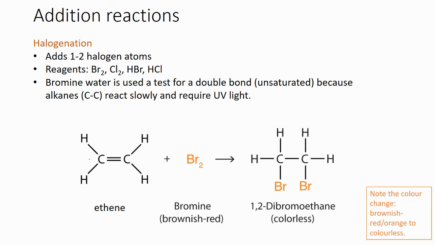It's used to test for unsaturated alkenes because the alkanes would only have a single bond, react slowly, and require UV light. So we use bromine, Br2. And bromine is a brownish red, sometimes we say orange color. And when it gets added to a carbon-carbon double bond, it forms a colorless haloalkane. So the color goes from brownish red or orange to colorless. And that is a test for whether it is a carbon-carbon double bond, unsaturated, or a carbon-carbon single bond, which is saturated.